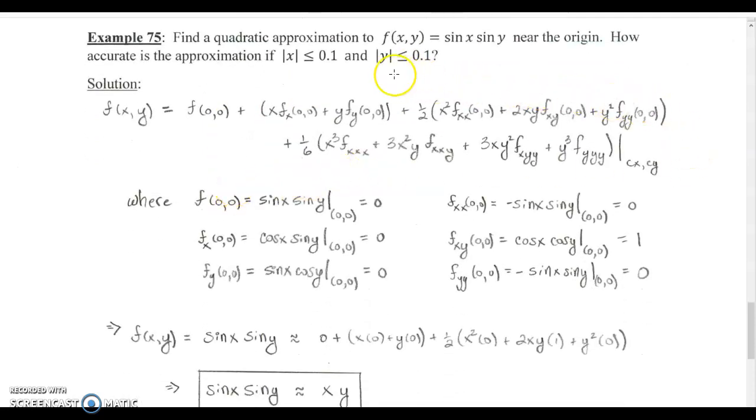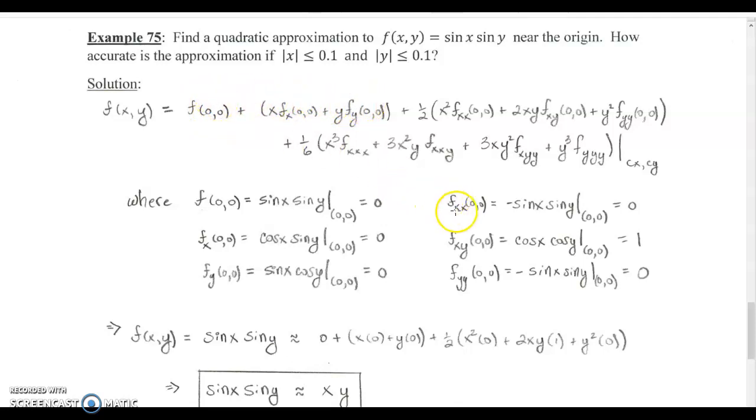Okay, so the quadratic approximation is this first line, and then this term is the error term. We need all the second order derivatives, so I'm going to find the function's value at (0, 0), the first partial with respect to x at (0, 0), and the first partial with respect to y at (0, 0). Those are all 0. So these first three terms are 0.